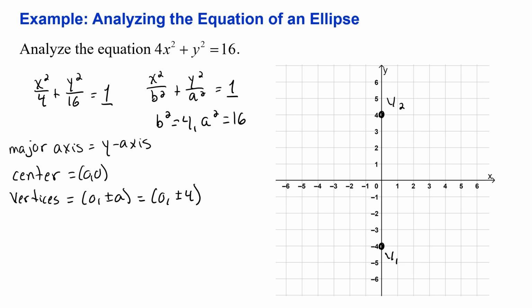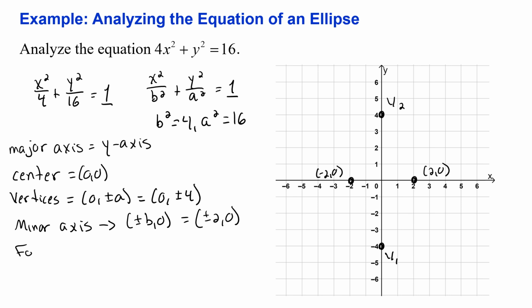Next, we know the endpoints of the minor axis are going to be a distance of b from the center. So in this case, our endpoints will lie at plus or minus b, 0, which is plus or minus 2, 0. So let's plot these 2 points in our xy plane, one point at negative 2, 0, and the other at 2, 0.